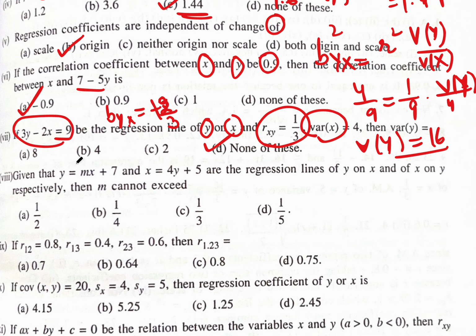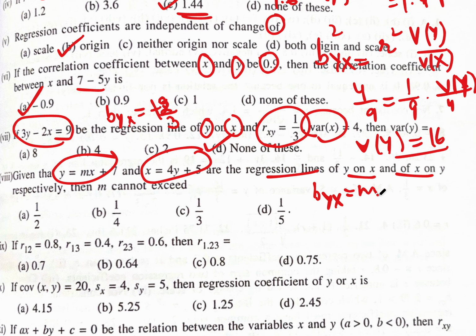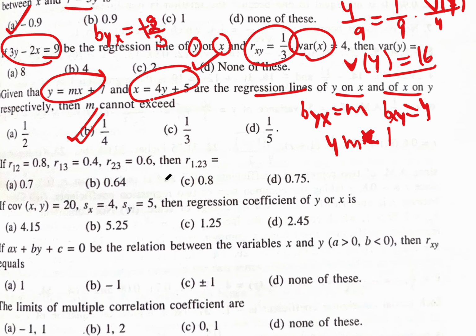Okay, if this is my regression line of y on x and x on y, then m cannot exceed. Okay, so byx is m, bxy is 4, 4m is less than 1, so m cannot exceed 1 by 4. Let me check, is it the, oh, I'm right, yeah, it cannot exceed 1 by 4.